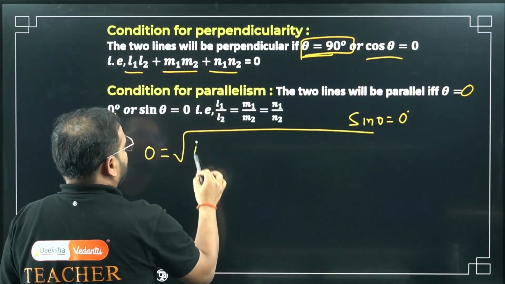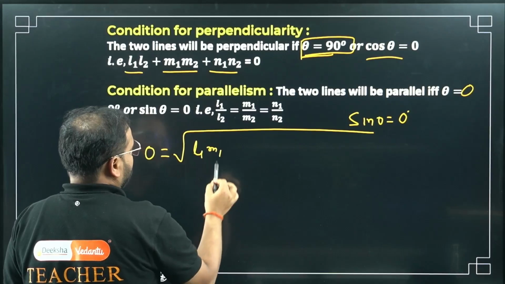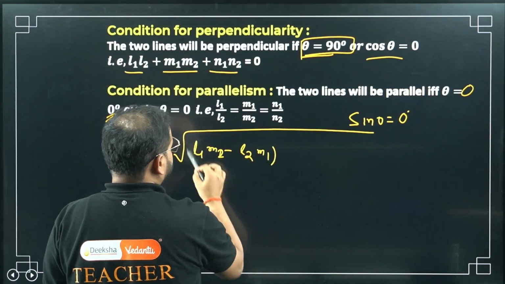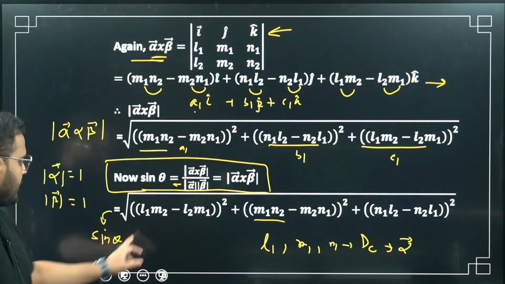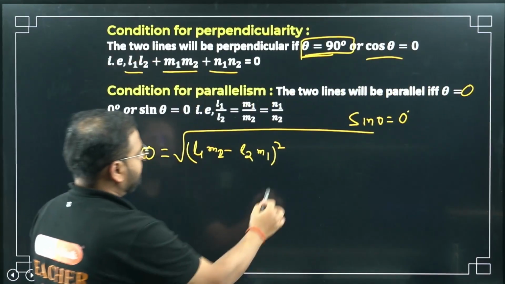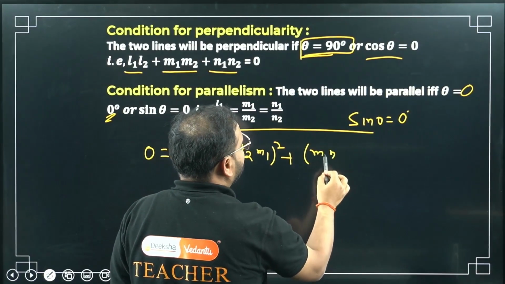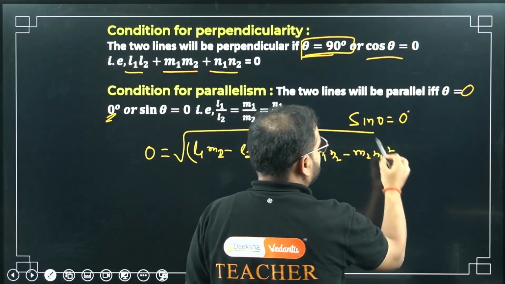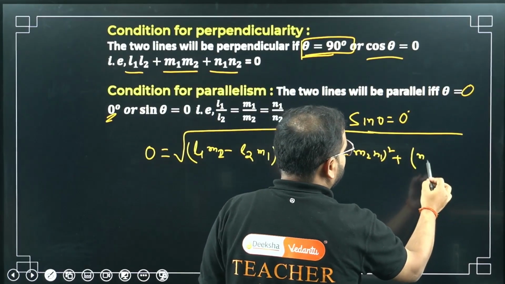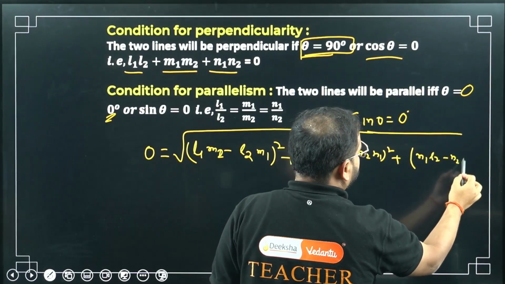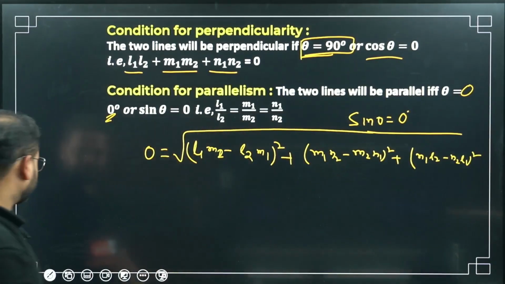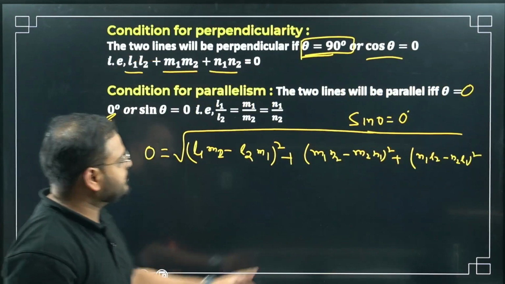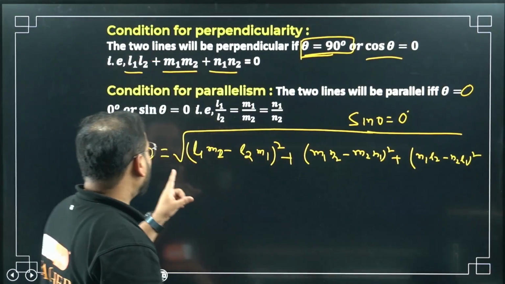Check here. l1 m2 minus l2 m1, squared. Correct? Please check. Plus what will come here, m n, right? So m1 n2 minus m2 n1, squared. Plus, continue please, last will come what, n l. Please cross check, sir: n1 l2 minus n2 l1, squared. Same thing I've written over here. Okay, now I'm putting this to be 0.